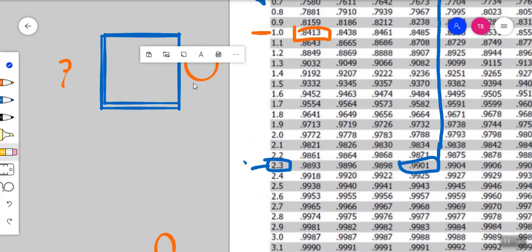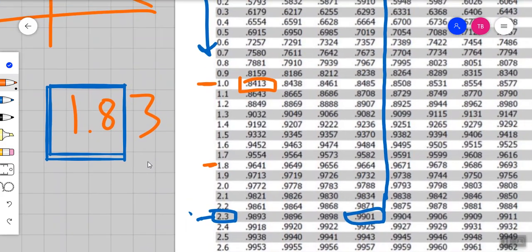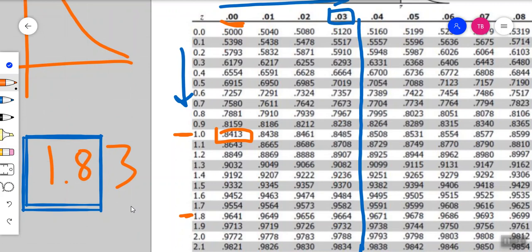So our z-score is 1.83. Let's go ahead and look up those first two. Let's find our 1.8, which is right here. And then we're interested in finding the 3. Again, our 3 is the same as before. The 3 is up here, so we're going to scroll down. Let's go down this way. 1.83, we see we have the 0.9664 here.